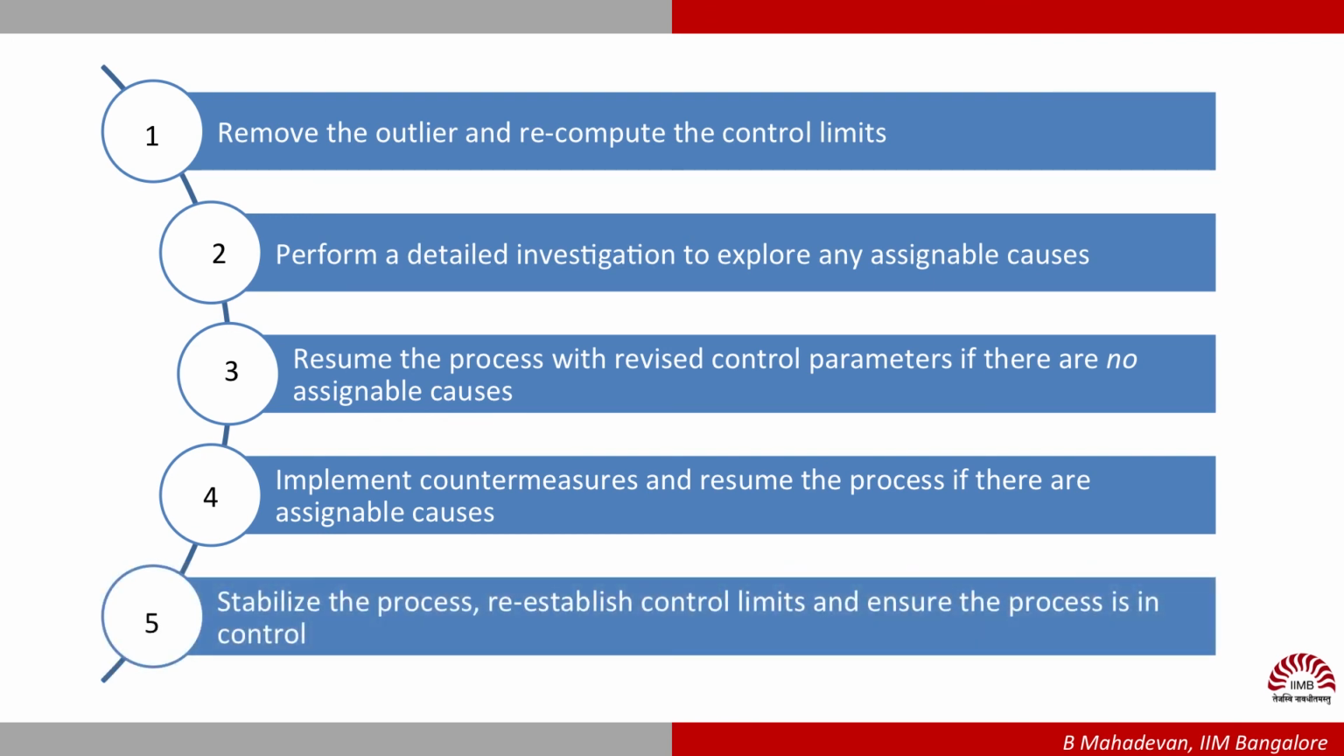So step 5 is to stabilize the process, re-establish the control limits and monitor the process and make sure that the process is in control. So these are the things that we need to do when we notice that the process could be potentially out of control because there is an outlier.